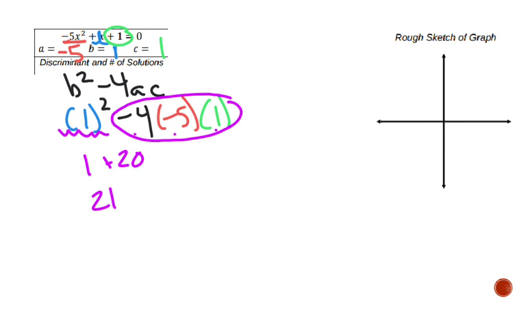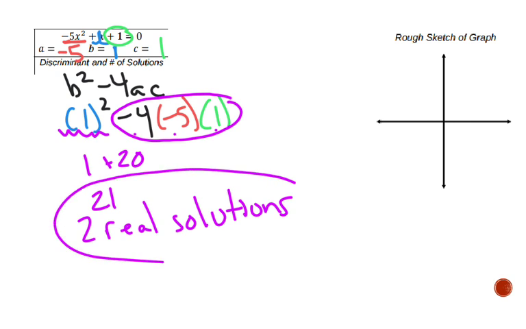So now same thing, you're going to go back and look at your chart and say, well, what does that mean as far as the number of solutions? Well, our discriminant is a positive number. So if you look across from that, every time that the discriminant is positive, that means you have two real solutions. So our discriminant is 21. Since it's positive, that means we have two real solutions.